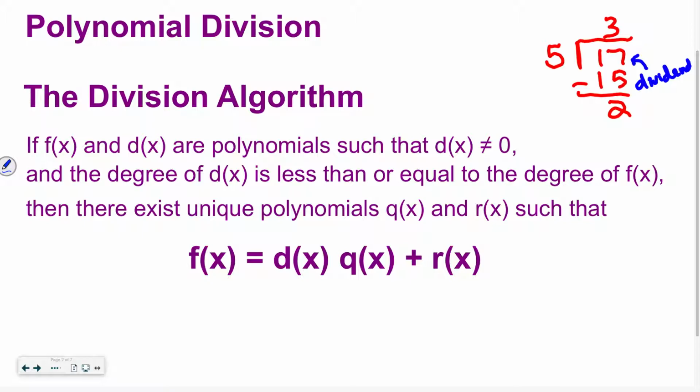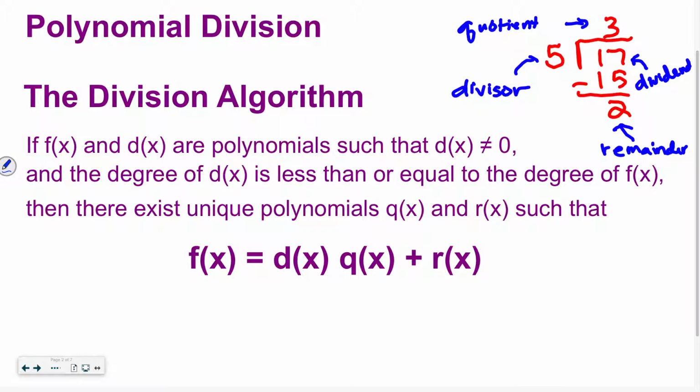Does anybody remember what the thing you divide by is called? The divisor, so that would be our 5. And then the answer to a division problem is your quotient. And of course, on this one, we also have a remainder.